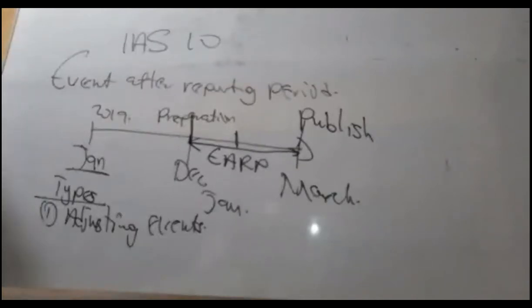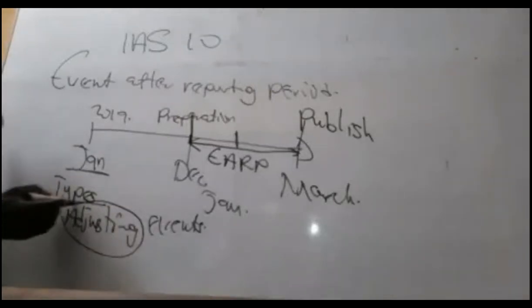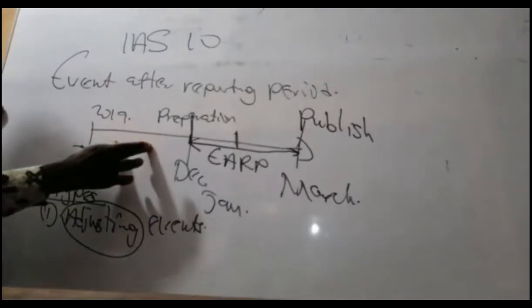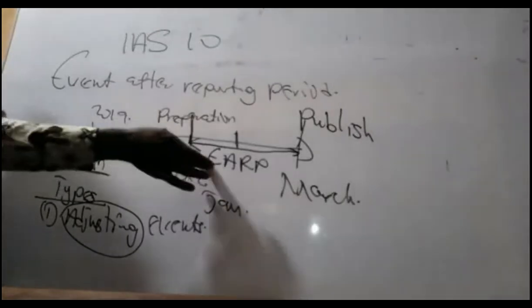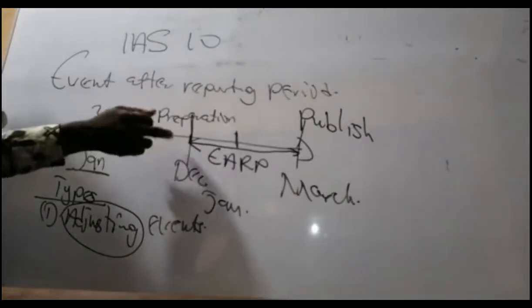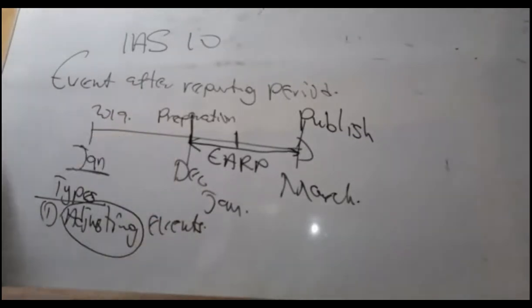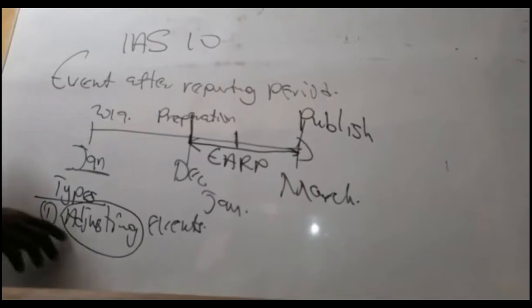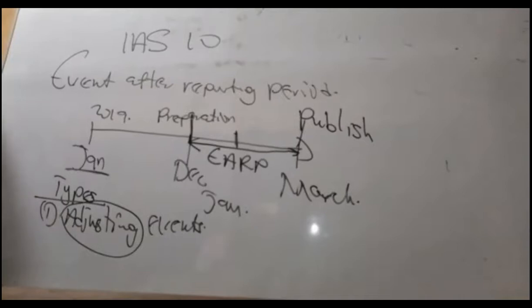Now, what's the accounting treatment of adjusting events? As the name suggests, adjust the financial statement. Why? Because this 2019 financial statement, you prepared it. This transaction occurred after, but there's evidence that it existed before the year end. So you have to call for that financial statement and make adjustments. You have to record it. So the accounting treatment is: if it amounts to an adjusting event, you have to adjust the financial statement. Good.